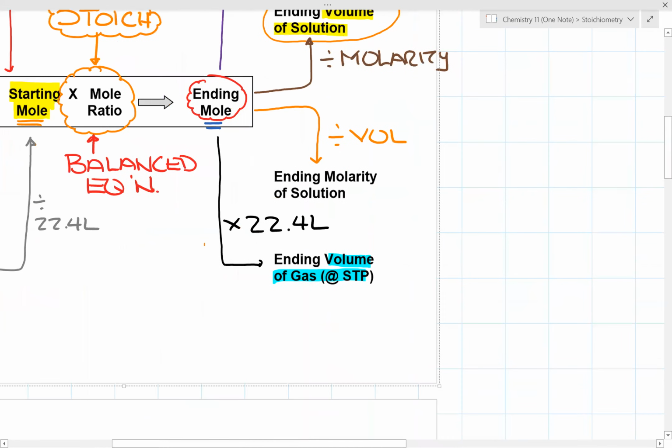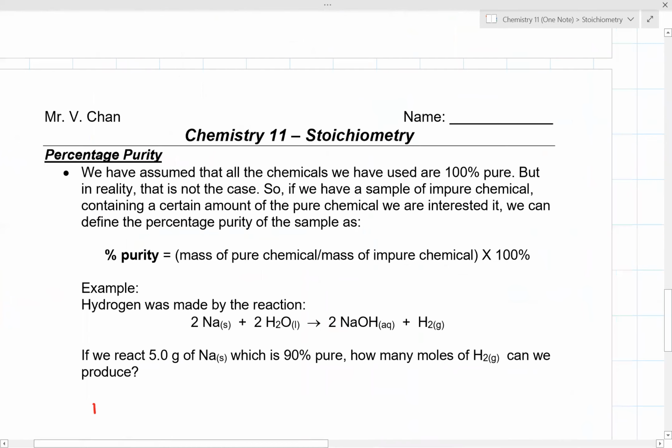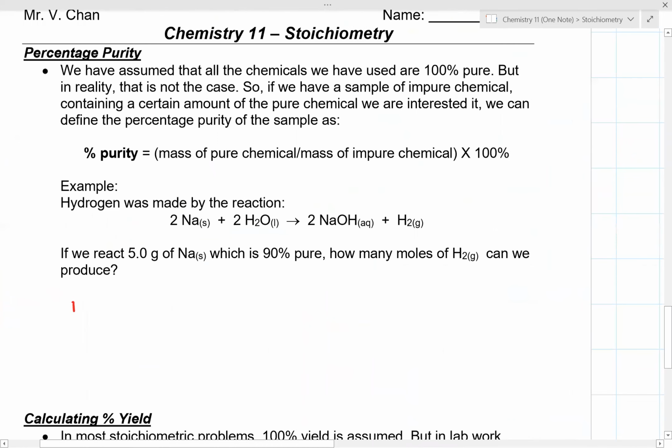Okay. Now, one final thing is this: a couple of things about stoichiometry. Percent purity. We have assumed that all the chemicals we have used are 100% pure, but in reality, that is not the case.